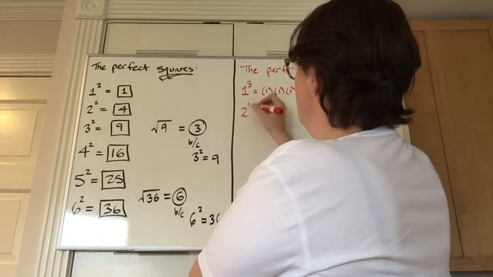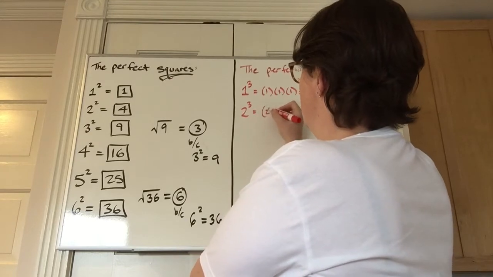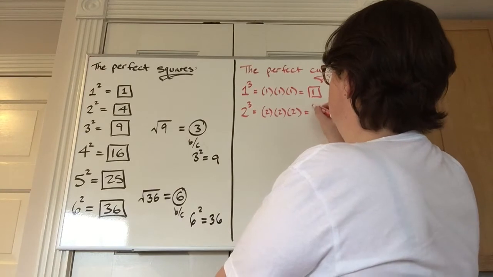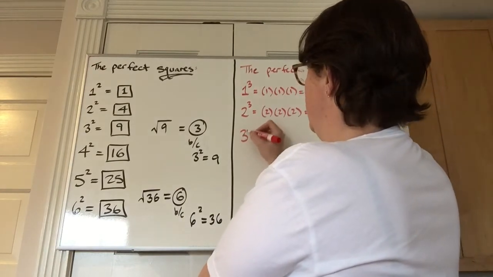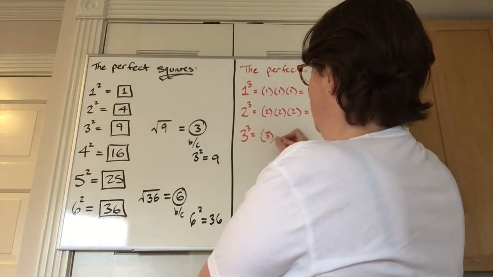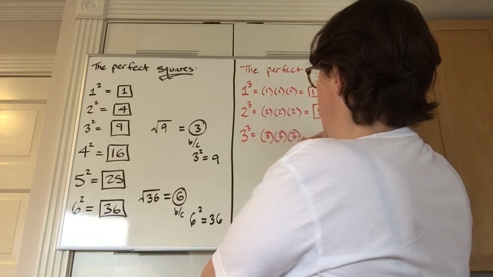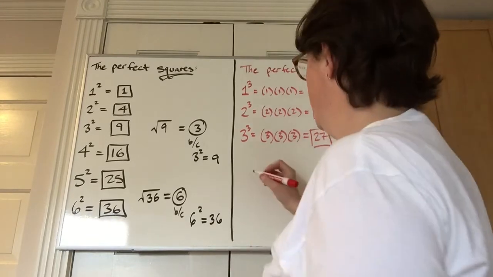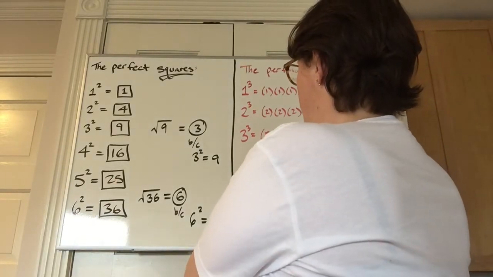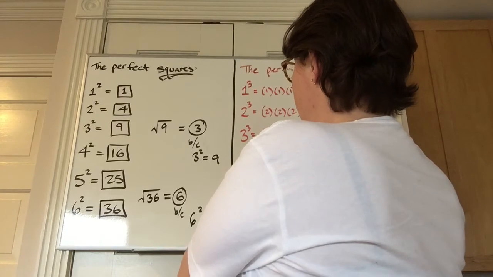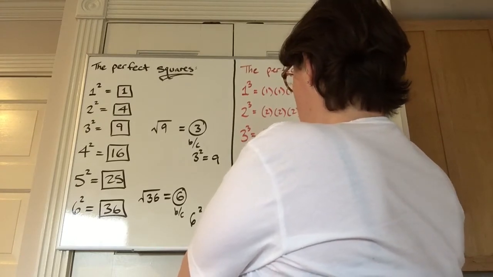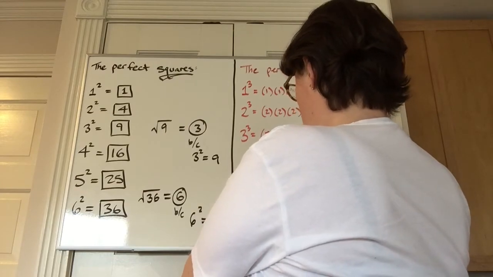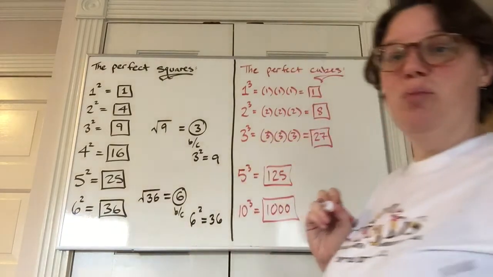All right, 2 to the third power. That's 2 times 2 times 2, so that's 8. 3 to the third power is 3 times 3 times 3, so that's 27. And I could keep going with this list for a while. I'll tell you that 5 to the third power is 125. I'll tell you that 10 to the third power is 1,000. And you could use your calculator to generate even more of these.